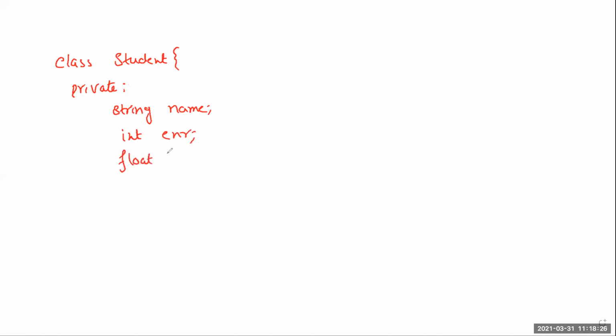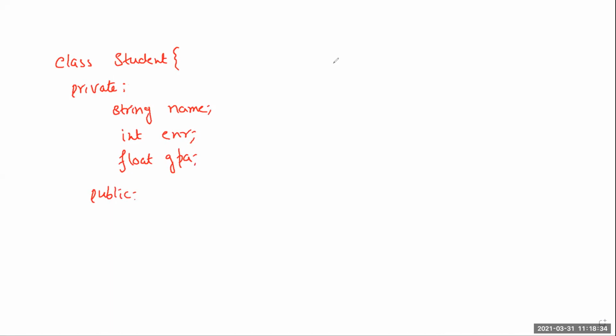Maybe again a simple class. Let's change the class this time. Student. And you have some data. Maybe a student has some name or ID, and then you will have integer enrollment number and maybe float GPA. And then within public, you can have some functions.